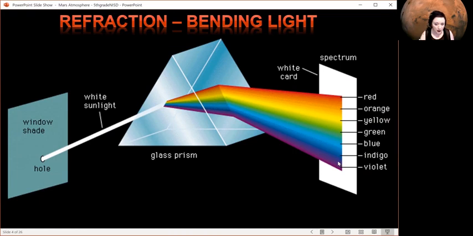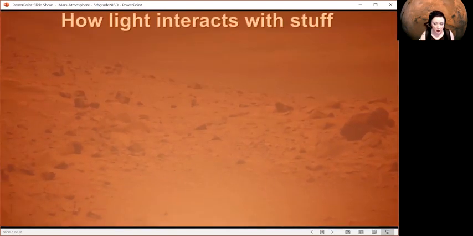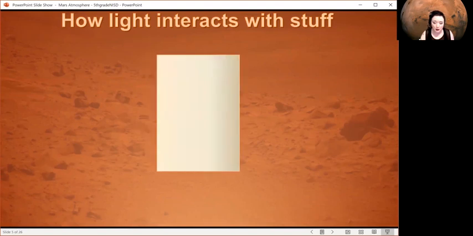Now this is important because this is how light really behaves. And understanding how light interacts with materials lets us learn all sorts of different things. So let's look at that a little bit. So how does light interact with stuff? So here I've got a block of material. It might be glass, it might be wood, it might be metal, it might be concrete.